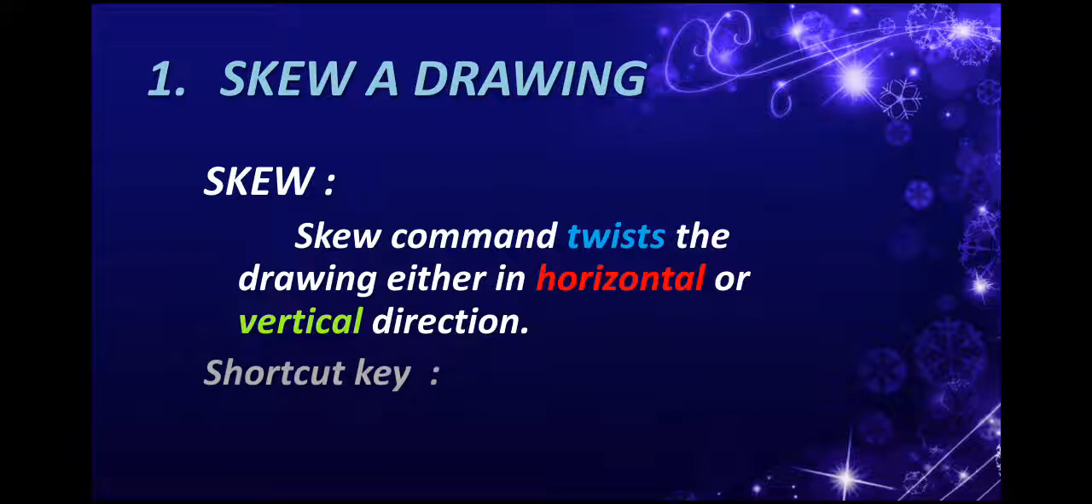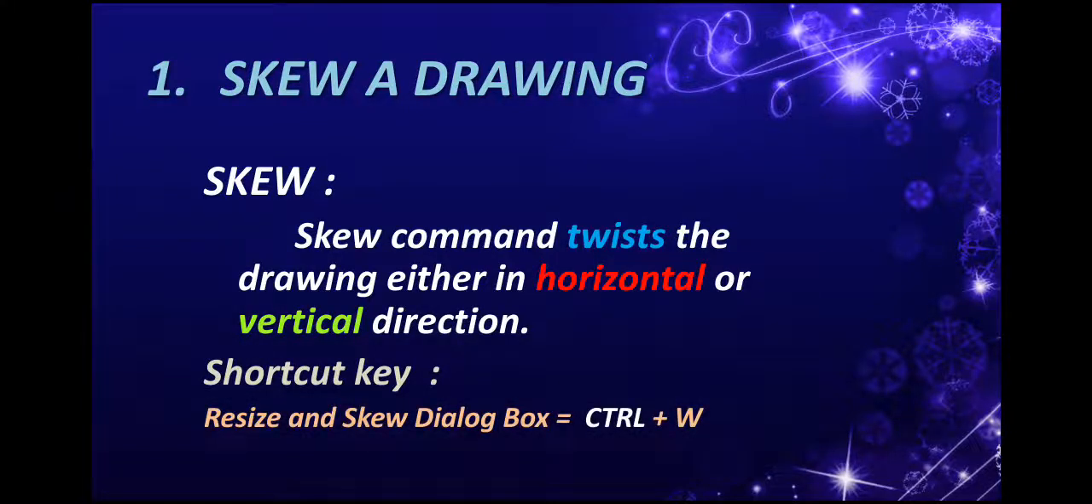So what are the shortcut keys for accessing the dialog box? The skew command is given in the resize and skew dialog box, and the shortcut key for accessing this dialog box is CTRL plus W, letter W. When you press these two keys together, the dialog box will open on the screen. Or secondly, you can just click on the resize button and this dialog box will open for you.